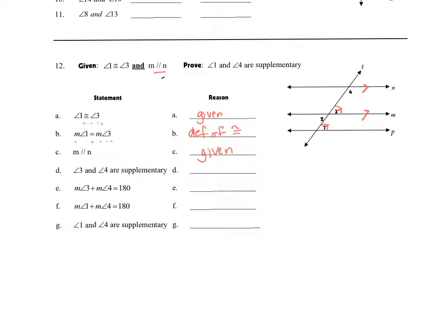What's told to me next is that angle 3 and angle 4 are supplementary. So if I look, angle 4 and angle 3 are located there. And if I look at where those are located, hopefully I see that what I have there are consecutive interior angles. And we should know that because we have parallel lines, that implies that those are supplementary. So our reason here is going to be that parallel lines imply that consecutive interior angles are supplementary.